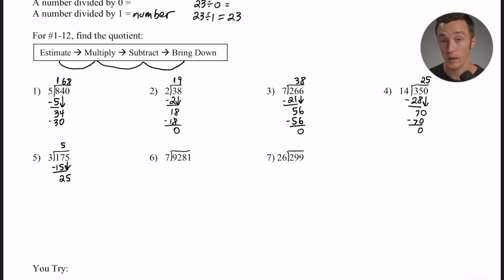Okay, let's estimate. How many times will 3 go into 25? So my estimate is 8. Okay, multiply. 8 times 3 is 24. Okay, now we'll do our subtraction. Now check this out. 25 subtract 24 is 1, and there's nothing left to bring down to repeat the process. So we would consider 1 to be a remainder. So the quotient is 58, remainder 1.